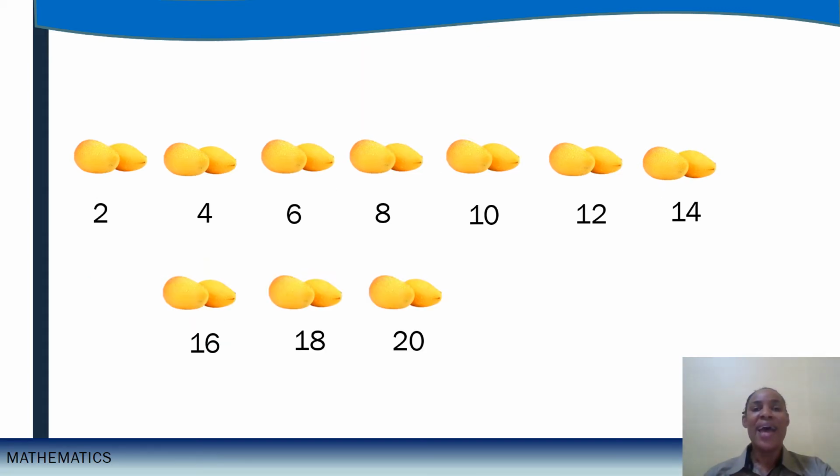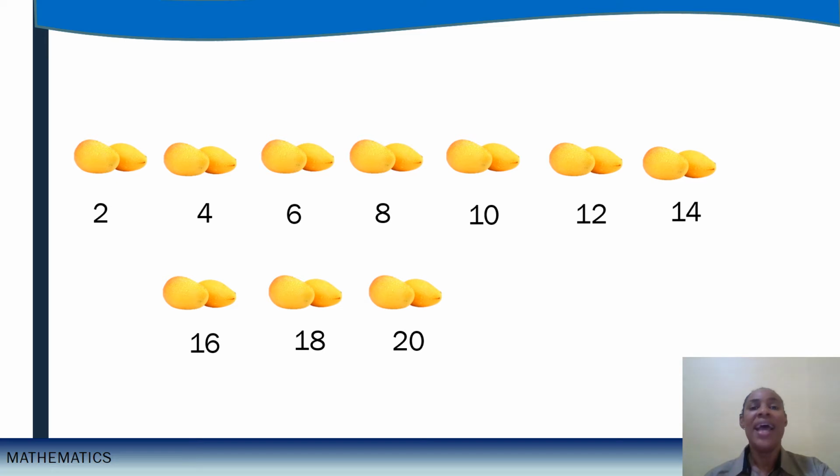This is how Kathy counted her mangoes. I want you to call the numbers with me. Ready? Let's go. 2, 4, 6, 8, 10, 12, 14, 16, 18, 20.